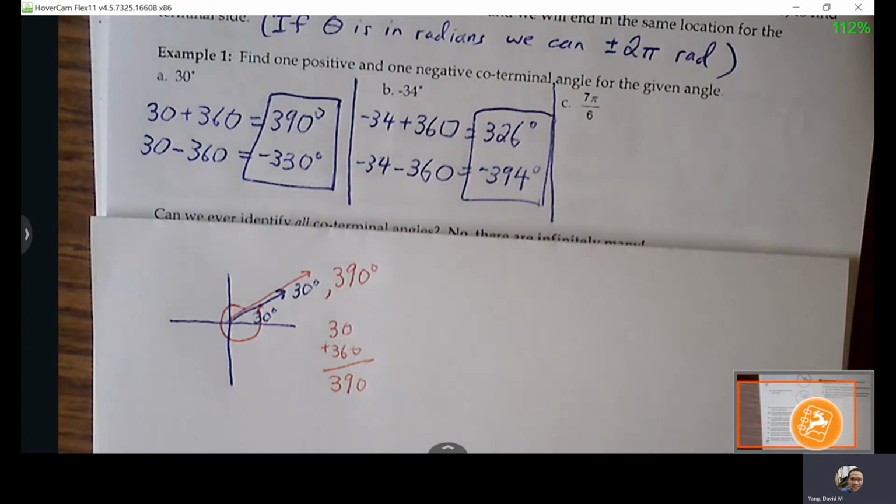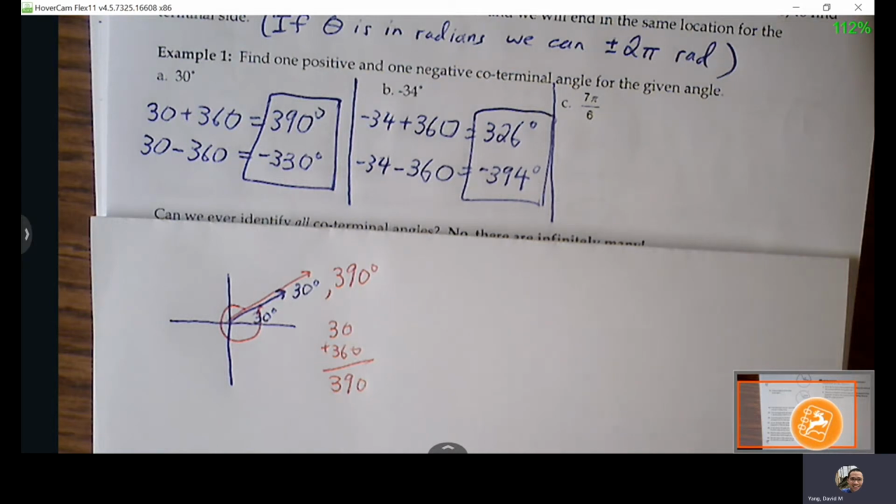Now, if you added another 360 or subtracted another 360, then you could have two more coterminal angles, and those are perfectly acceptable as well. Right? So I just chose the ones that are closest to negative 34 degrees. Okay. So now, any questions so far?